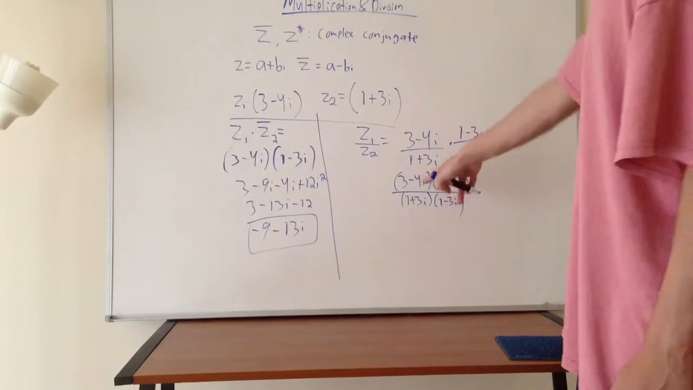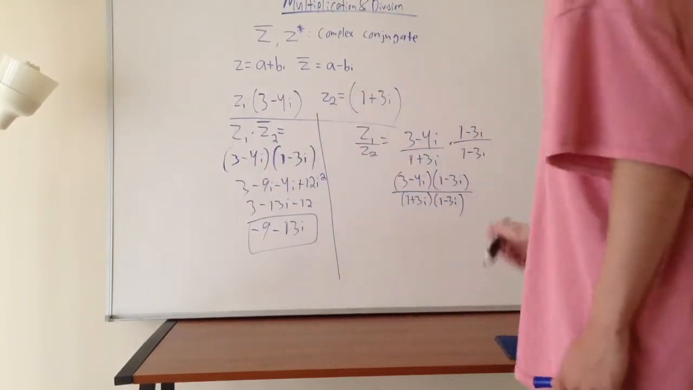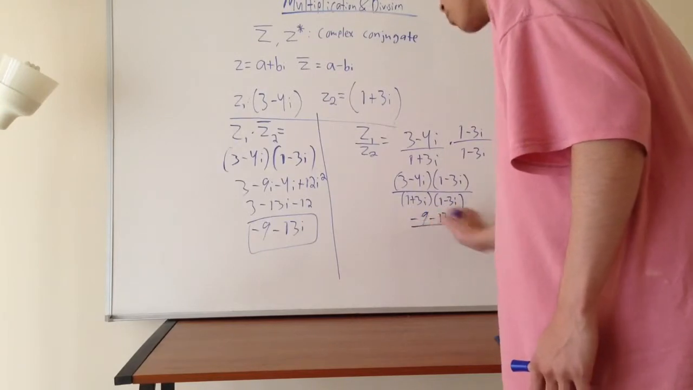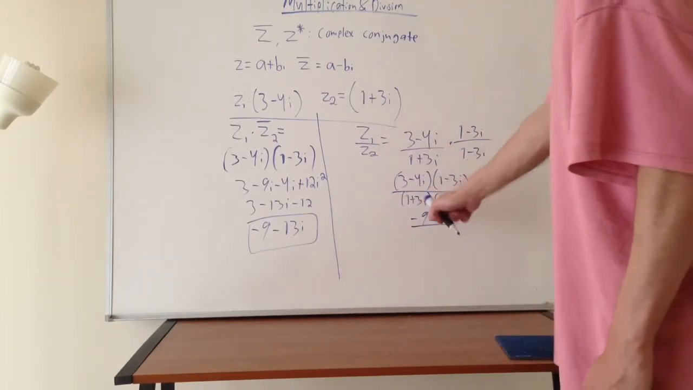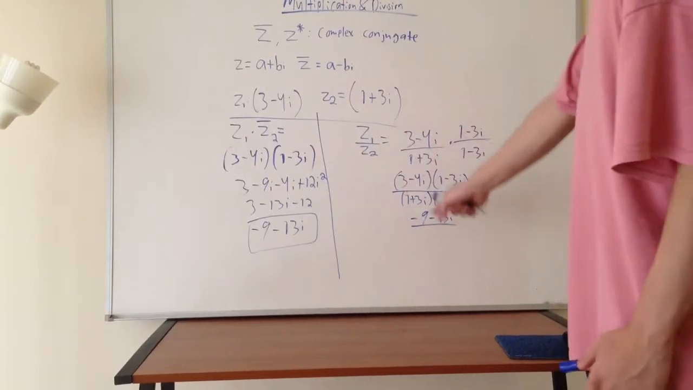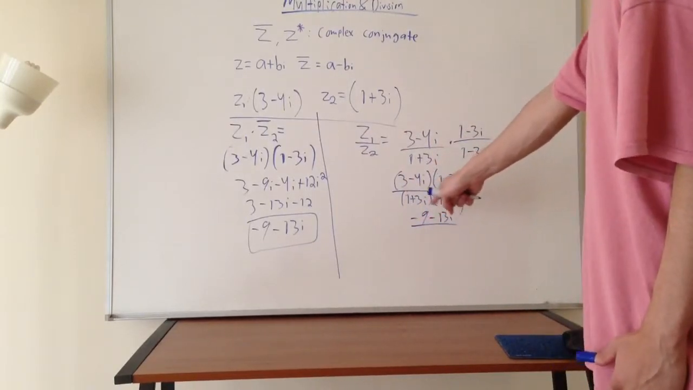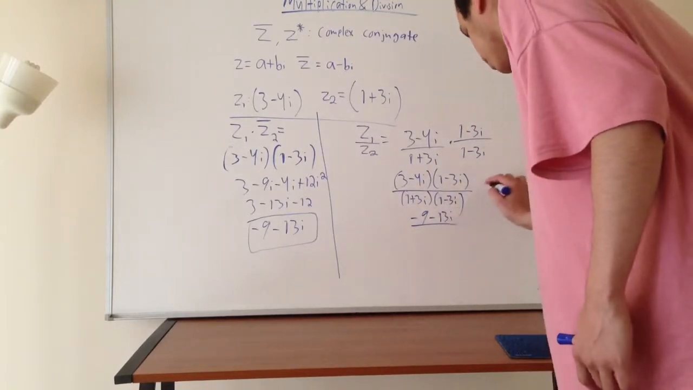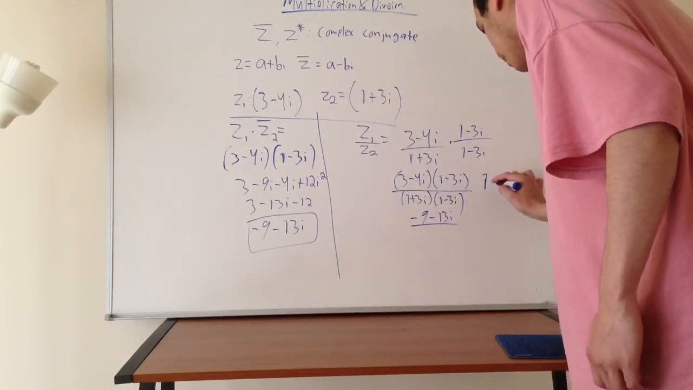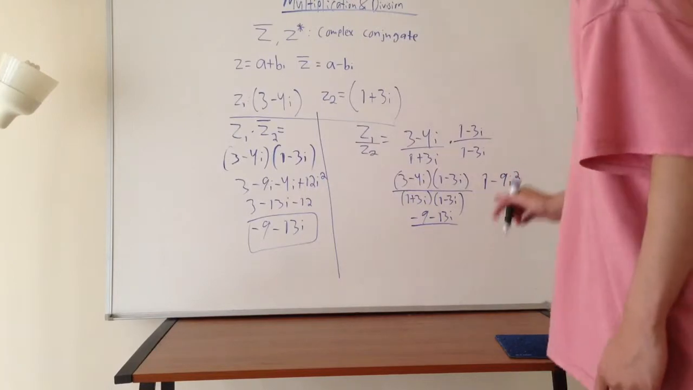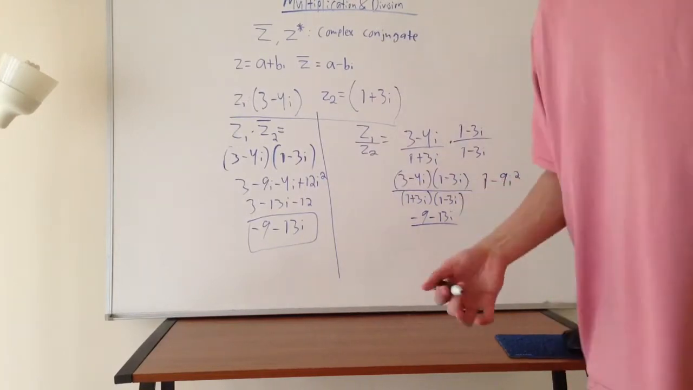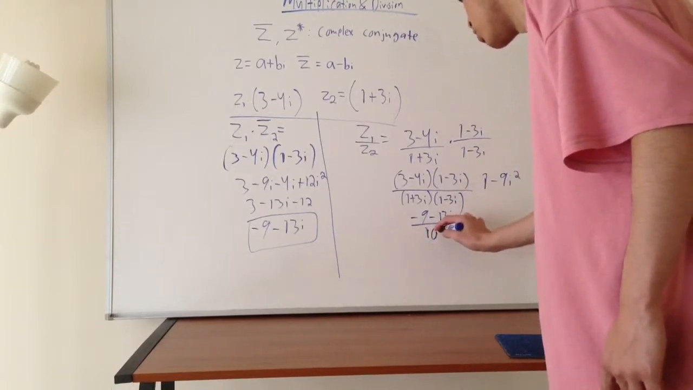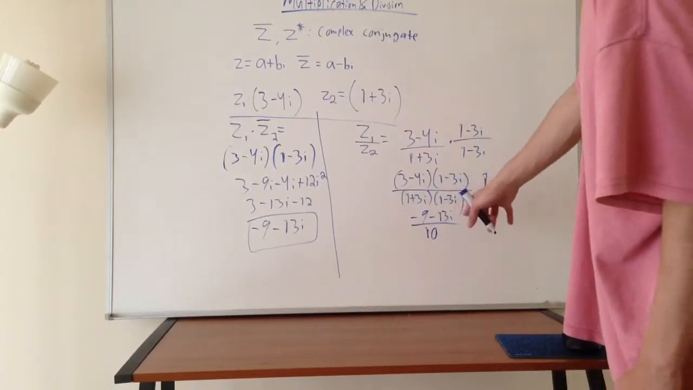The numerator is exactly what we had before, so we can just write negative 9 minus 13i, because we already did this problem. What about the denominator? I'm going to take a quick shortcut. You have 1 times 1, and then minus 3i plus 3i, so the middle term cancels. You're left with 1 minus 9i squared, which becomes 1 plus 9, which is 10. So really, that's your answer: negative 9 minus 13i over 10.